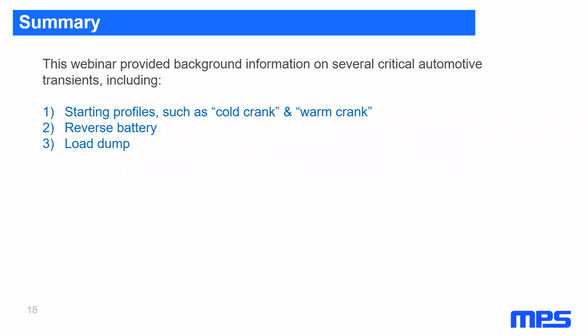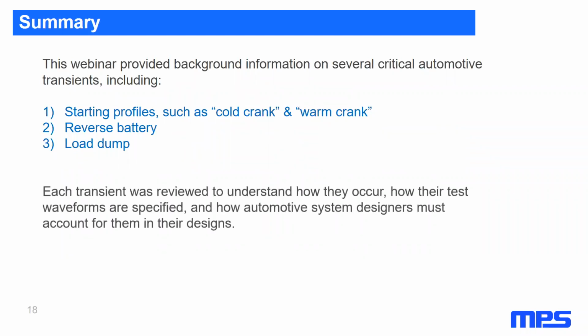This webinar provided background information on several critical automotive transients, including starting profiles such as cold crank and warm crank, reverse battery, and load dump. Each transient was reviewed to understand how they occur, how their test waveforms are specified, and how automotive system designers must account for them in their designs.